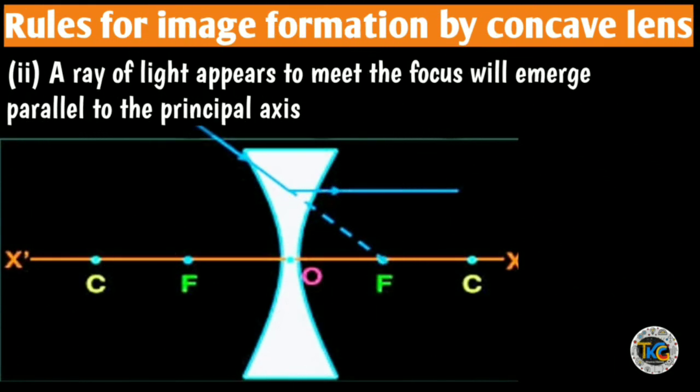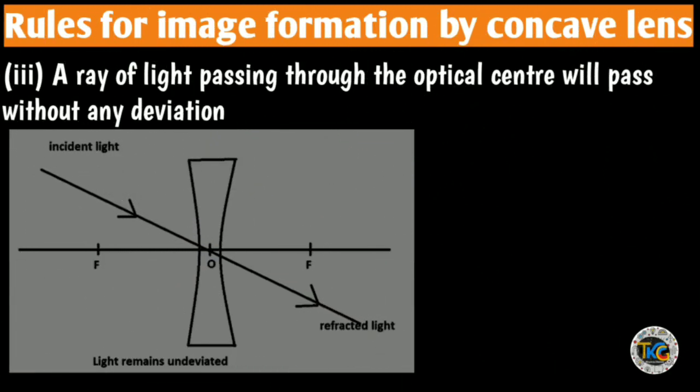Now rule number 2, which is exactly opposite to rule number 1. A ray of light which appears to meet the focus will diverge parallel to the principal axis. Next, rule number 3: when a ray of light passes through the optical center, this ray of light will be undeviated. That means there will be no deviation. The ray of light will pass through the same path. So this is all about the rules for formation of image.